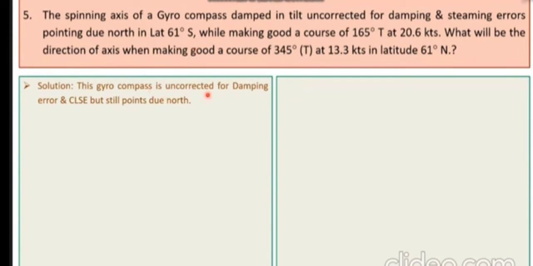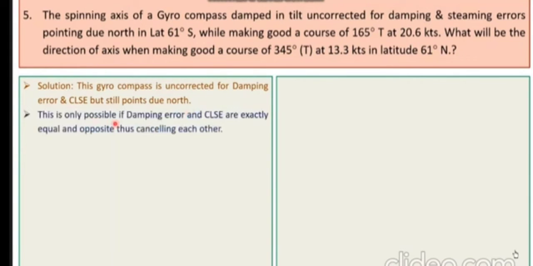The gyro compass is uncorrected for damping error and CLSE. Still it points due north. Now this is only possible if the damping error and the steaming error are exactly equal and opposite, thus cancelling each other.